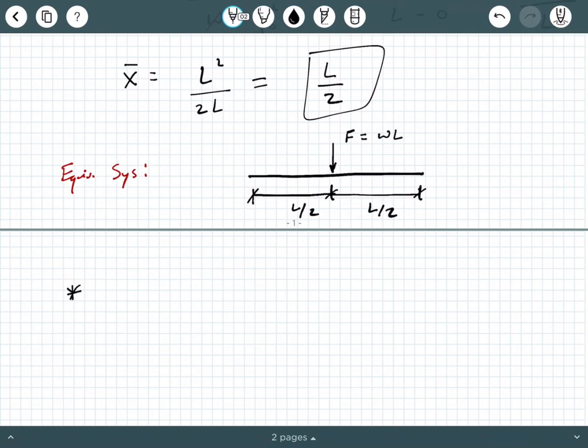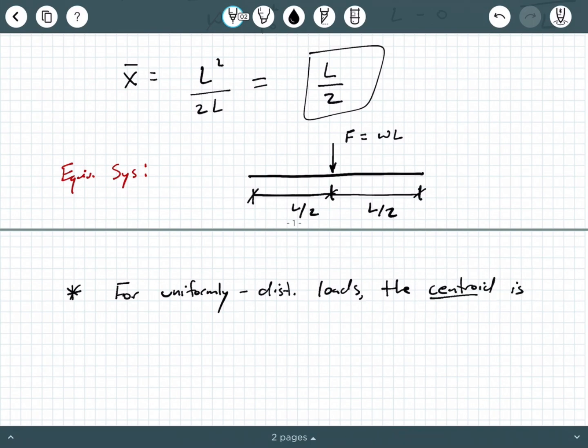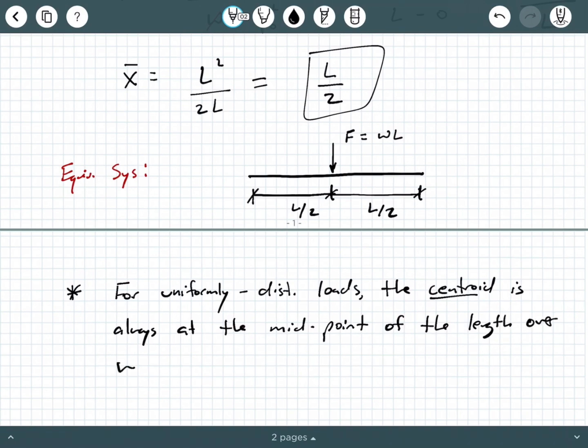So this gives us the following conclusion. For uniformly distributed loads, the centroid is always at the midpoint of the length over which the load is distributed. It's at the halfway point, L over 2. And there you go.